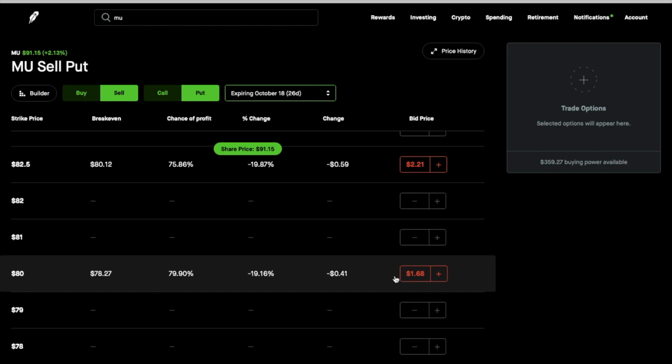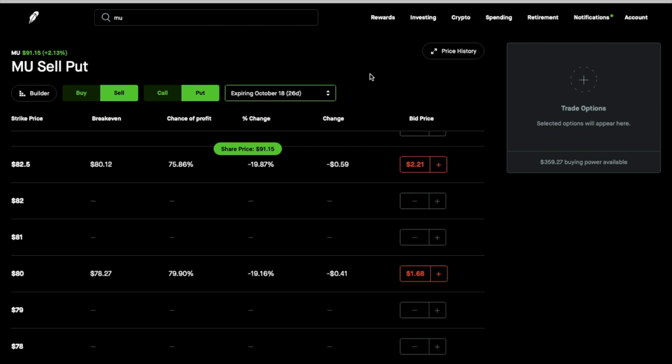So this premium's showing $1.68. Again, that meets the criteria, that meets the 2% rule. And again, it's a strong company in its sector for memory chips, and there's just going to be a lot of demand going in the future for these kind of chips.